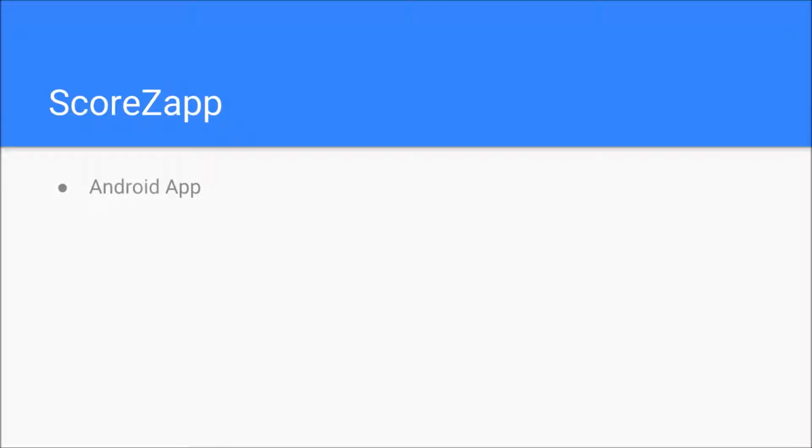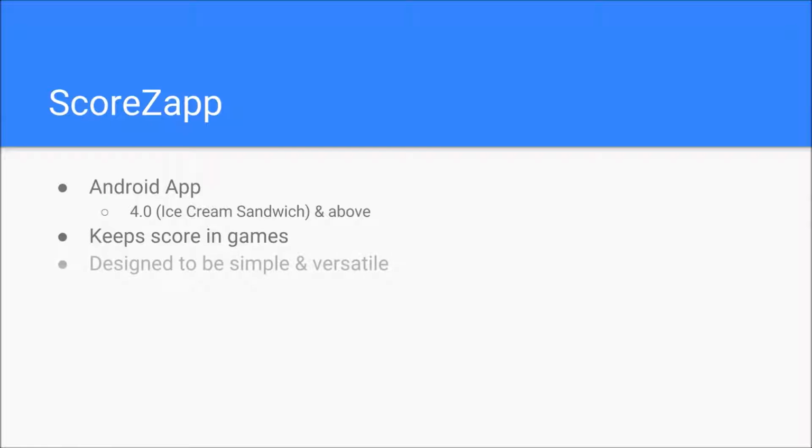ScoreZapp is an Android app which currently runs on all versions 4.0 and above. It is built to keep score in games and is designed to be simple and versatile enough for a wide range of games such as board games, card games, dice games, tabletop games, and so on.